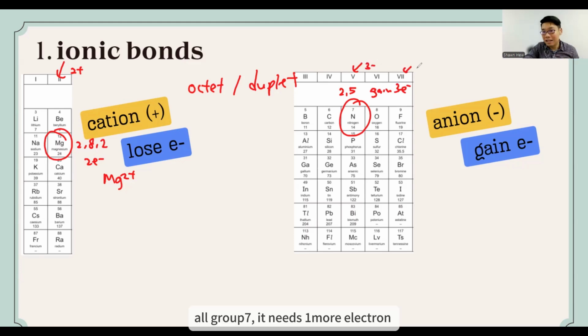All group 7, it needs 1 more electron. That's why it's 1 minus. Group 6 will be 2 minus. So this is how you know how many electrons they will lose or gain.